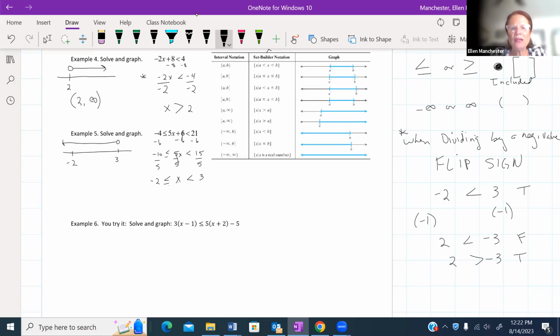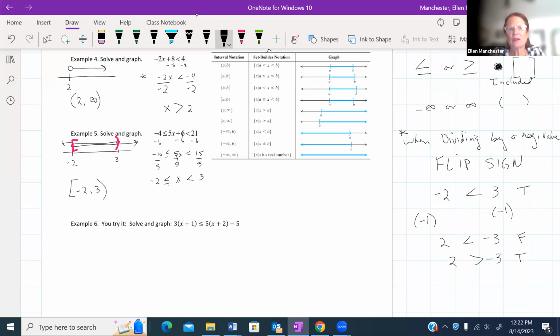Notice I'm reading it from the x. x is greater than or equal to -2, so it's including -2, and it's going that way. So it is all the values between -2 and 3. As interval notation, it would look like this. Because it includes the -2, I use a bracket. It doesn't include 3, so I use a parenthesis, but it's all those values in between.